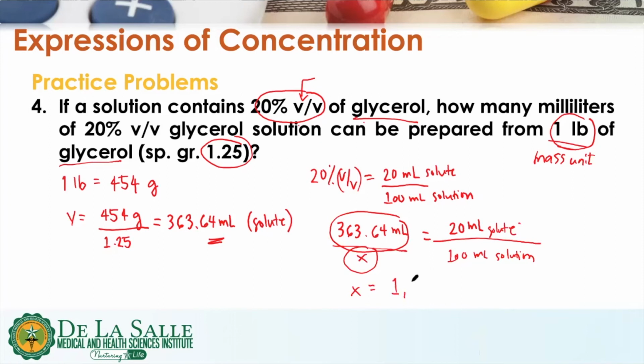That will be equal to 1,818.2 milliliters, or simply 1,820 milliliters of the 20% by volume glycerol solution.